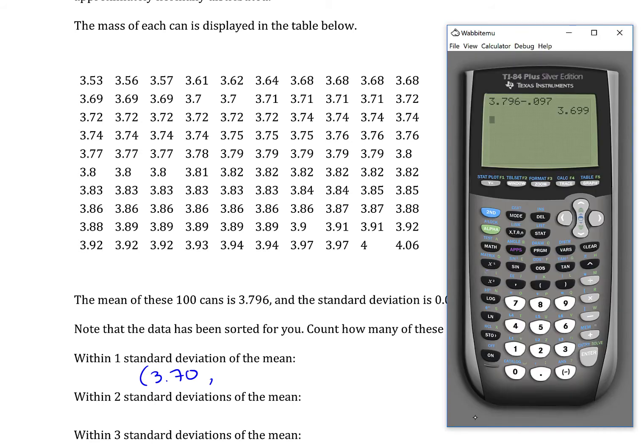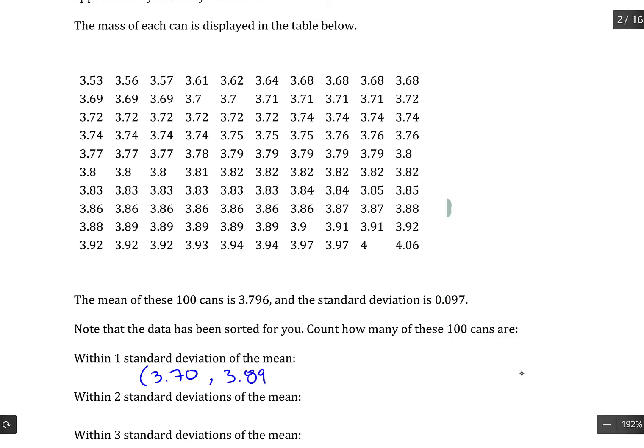And then if I take 3.796 and add to that the standard deviation of 0.097, I get 3.893. And I will round that to 2 decimals as well. So 3.89 is my upper bound for this group of numbers. So I need now to look through all this data and find out how many of these values are between these two numbers. And I'm including the two numbers themselves.